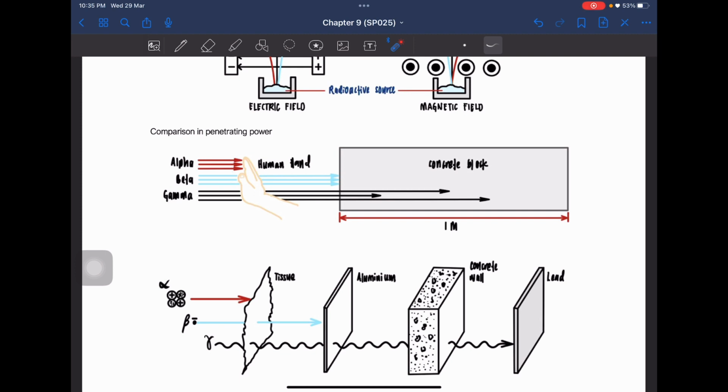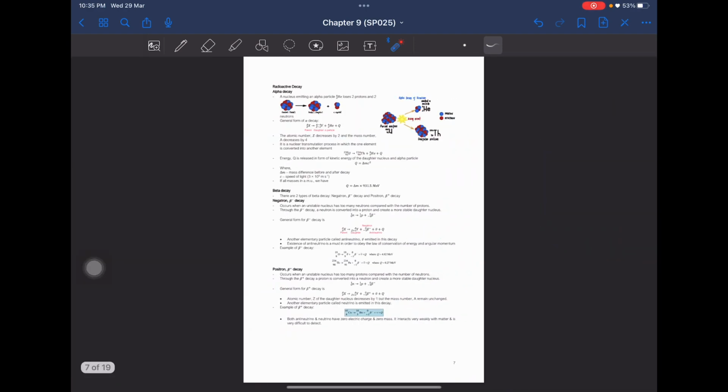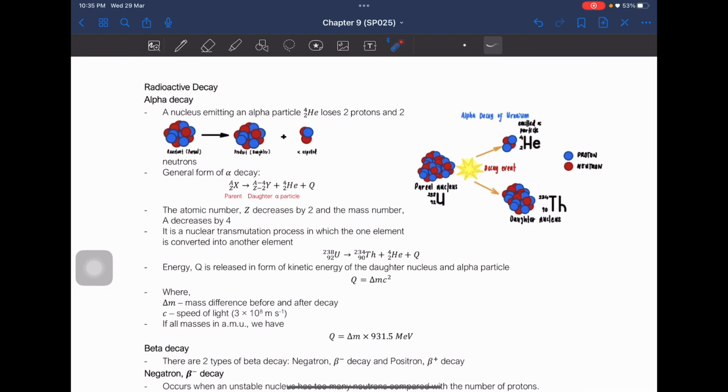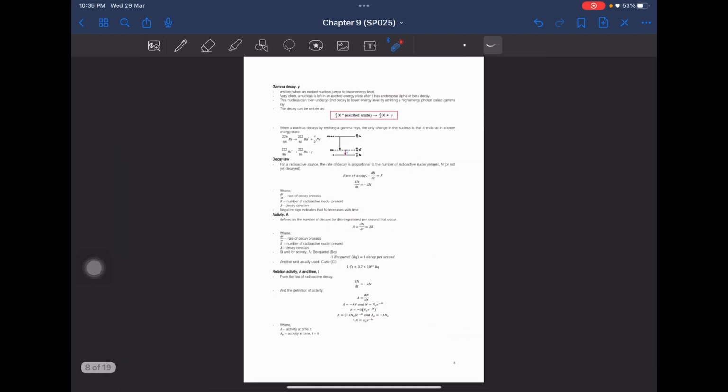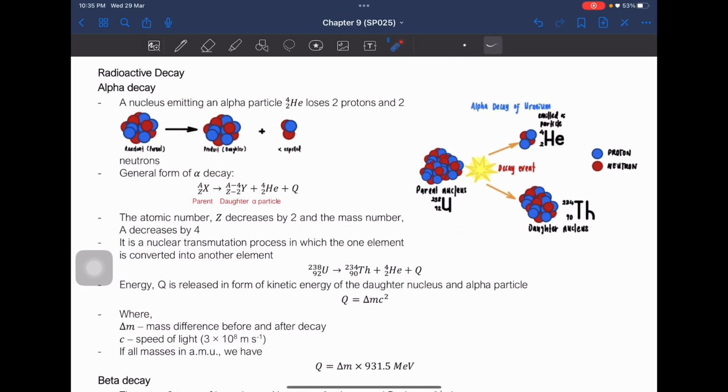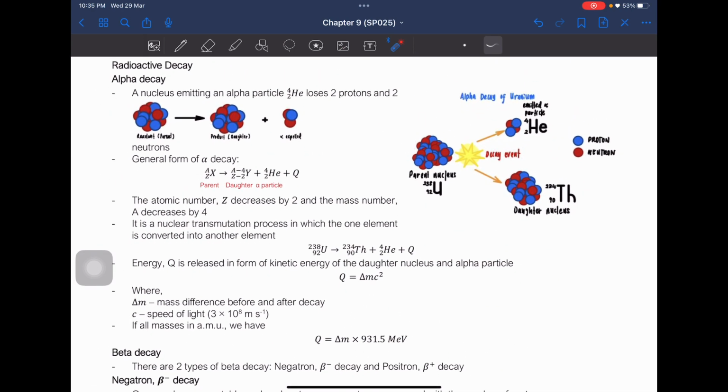Alright, next, radioactive decay. We have alpha decay, beta decay, and gamma decay. For alpha decay, it will emit an alpha particle, a helium nucleus, so the nucleus loses 2 protons and 2 neutrons. The general form of alpha decay is shown here.